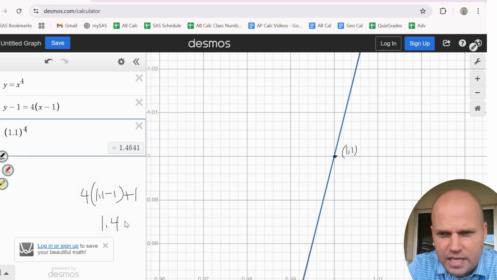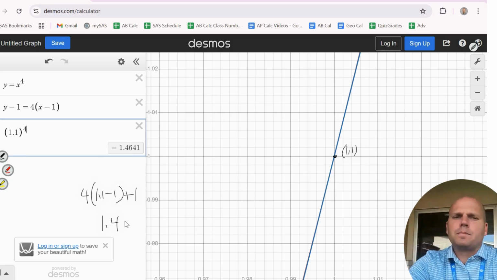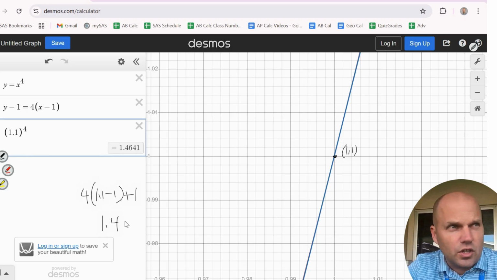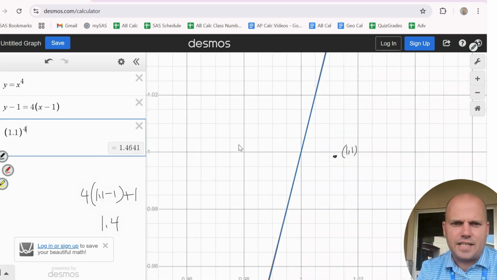No, we're not dead on, but it's powerful having these lines being used. These y values are very easily found, versus 1.1 to the fourth is something that requires a lot of calculations to get 1.46. Okay, so that's the idea.